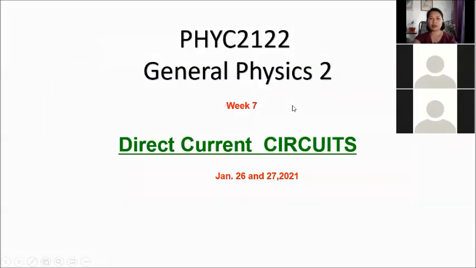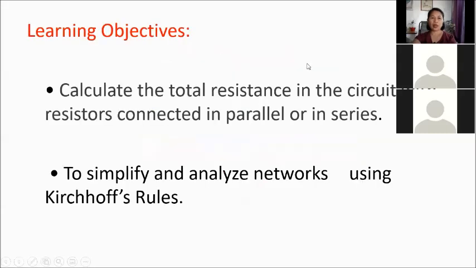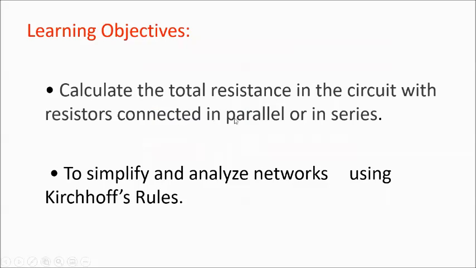So our topic this afternoon is DC circuits or direct current circuits under week 7 of the module General Physics 2. Our learning objectives are: first is to calculate the total resistance in the circuit with resistors connected in parallel or in series. Second is to simplify and analyze networks using Kirchhoff's rules.